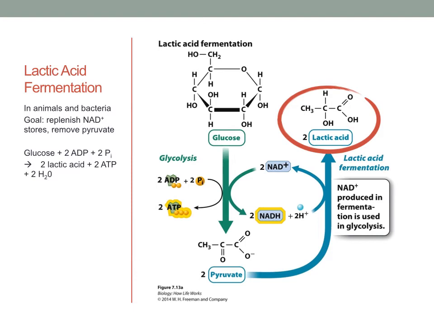This is what you will see in animals and bacteria, and it is a very efficient means to remove pyruvate and replenish NAD+, so that you can form ATP very quickly. It is a very quick and very efficient means to produce ATP. However, you don't produce a lot and you have a lot of waste products.